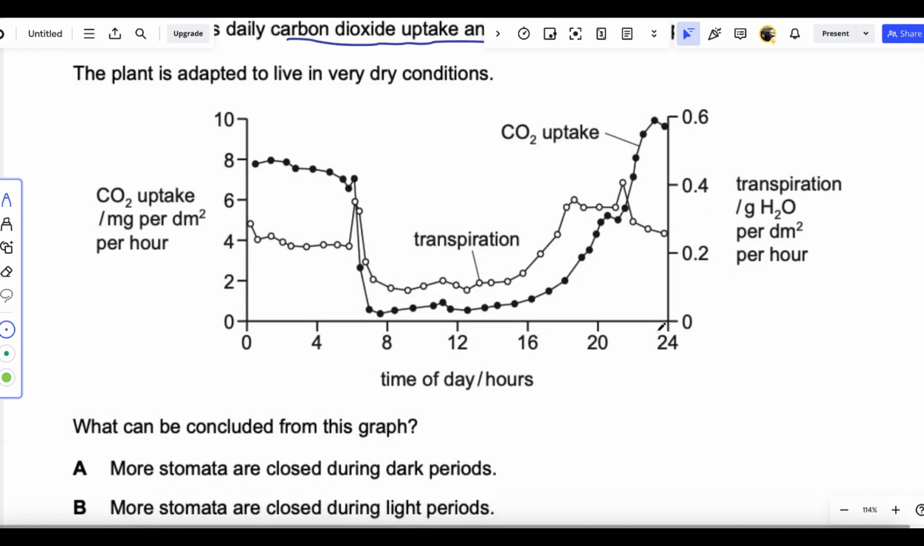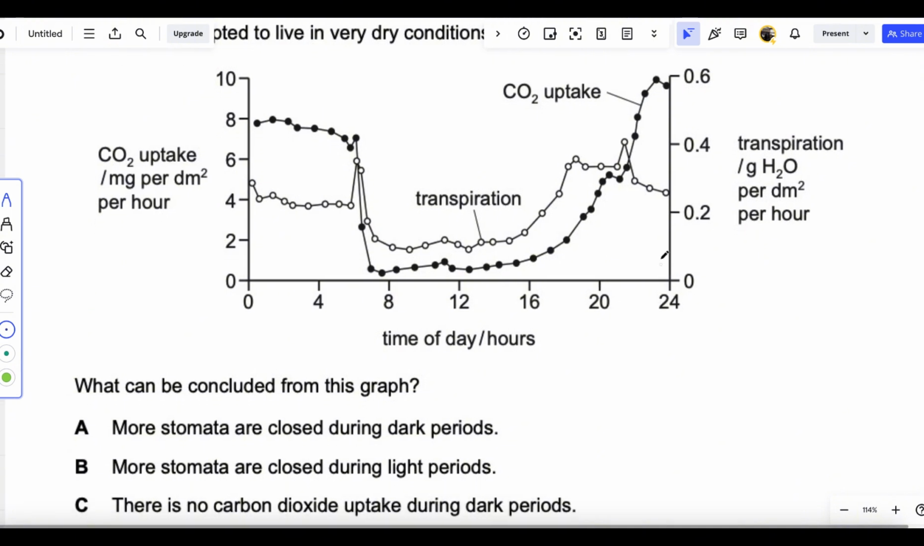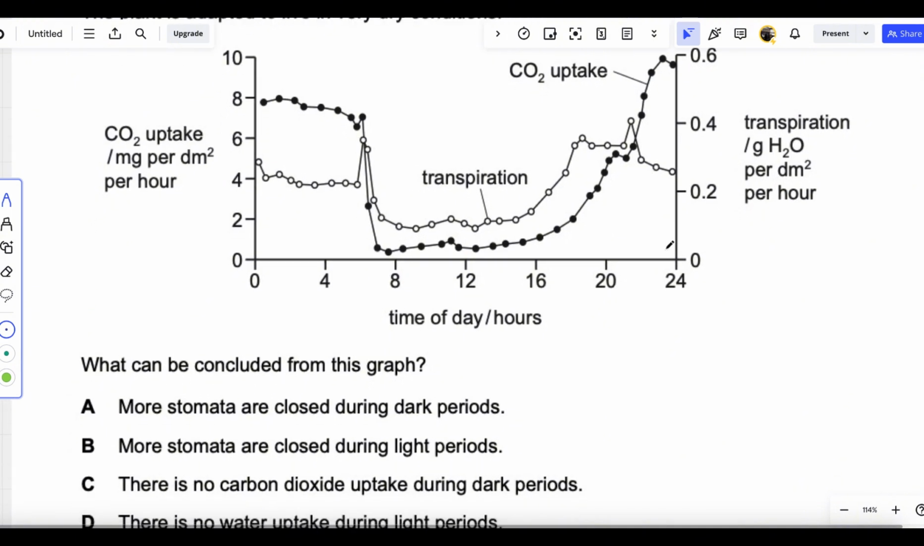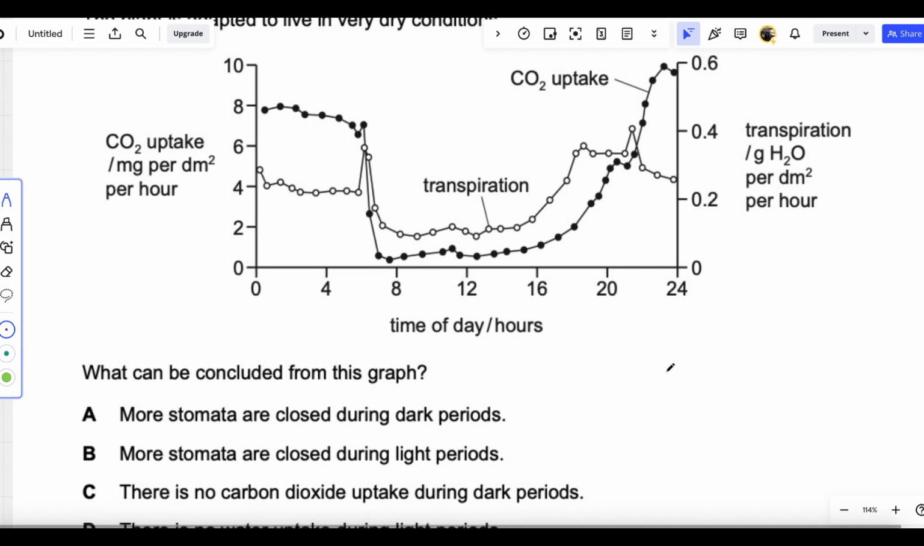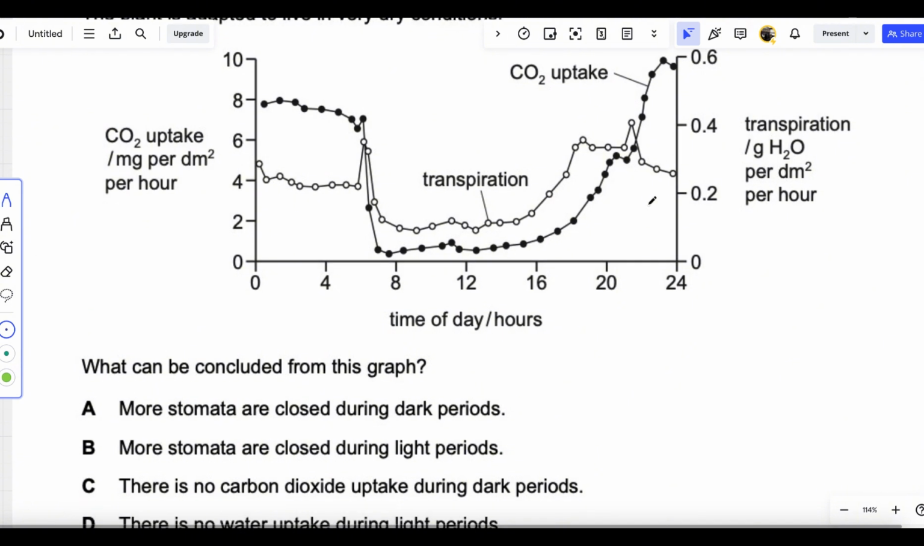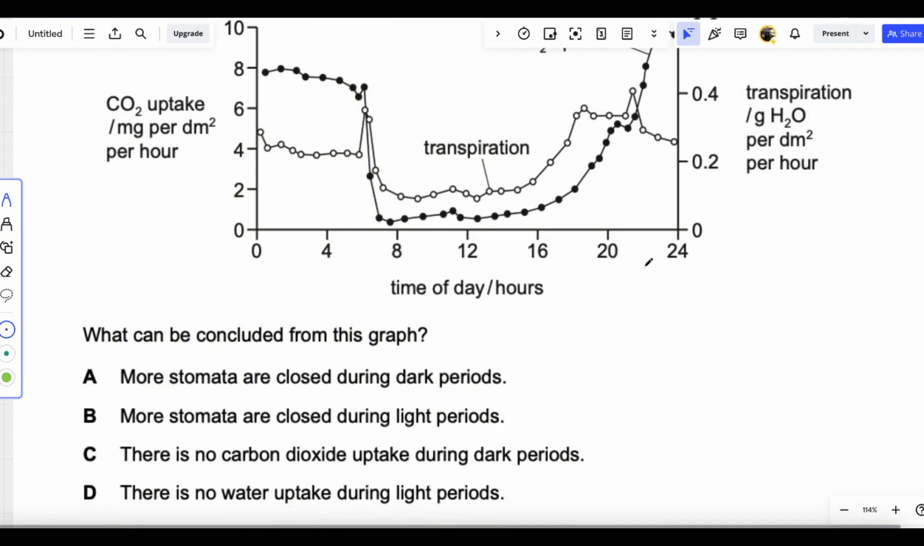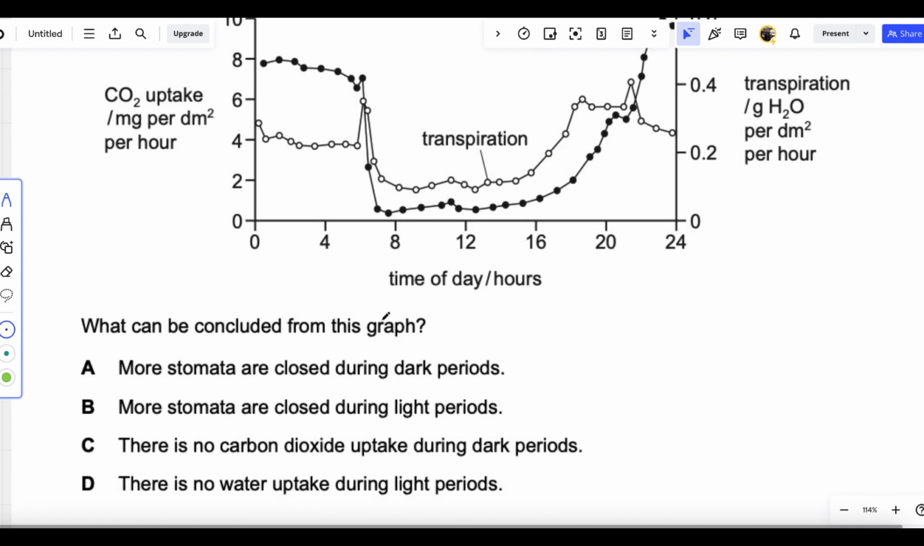Now what can be concluded from the graph? What can we say about the graph? Let's quickly take a look at the options. Most stomata are closed during the dark period. No. B. Most stomata are closed during the light period. Yes, right? Not the dark period, during the light period. It looks likely. There is no carbon dioxide uptake during the dark period. No. There is no water uptake during the light period. No. I think it's more like most stomata are closed during the light period.